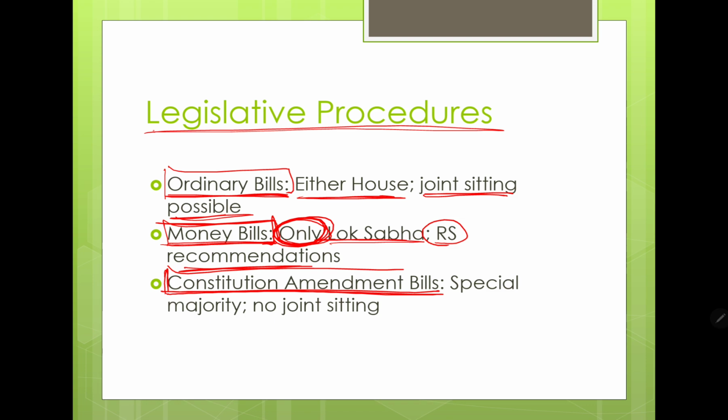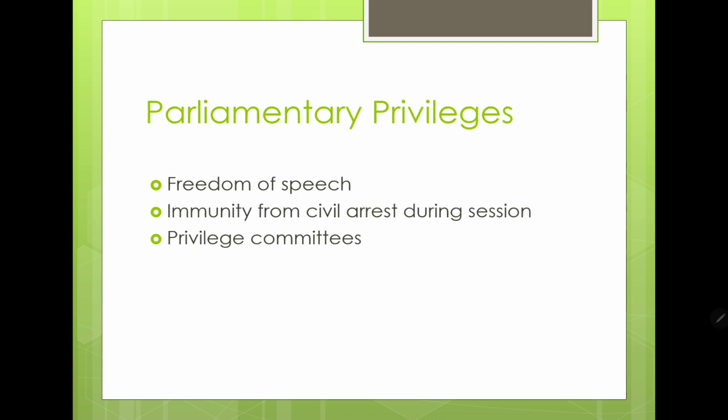Then the third type of bill passed in the parliament is the constitution amendment bill, and this is a special type of bill where a special majority is required in both the Lok Sabha and the Rajya Sabha. And one important thing here is that no joint sitting can be called. A joint sitting can be called only for ordinary bills, not for money bills or constitution amendment bills.